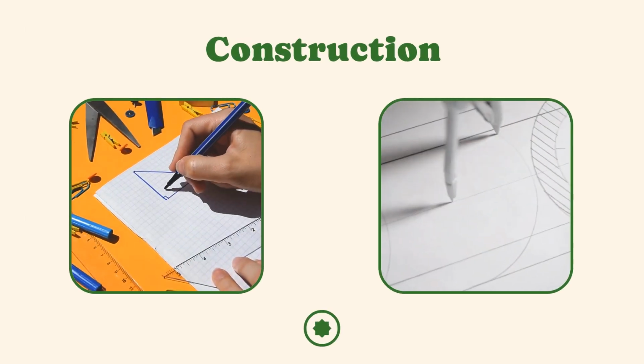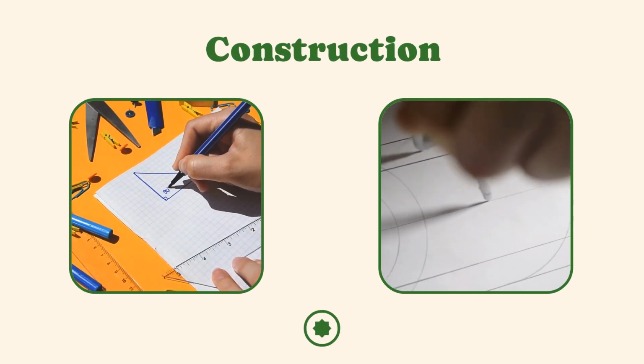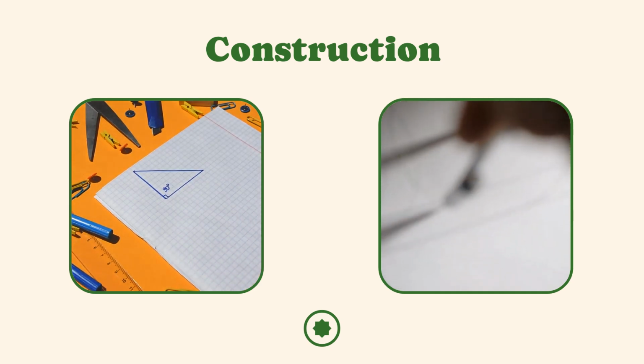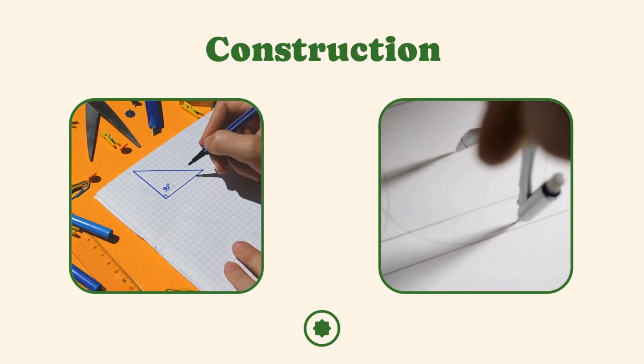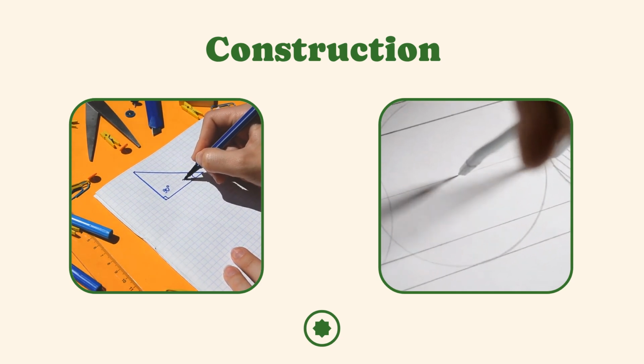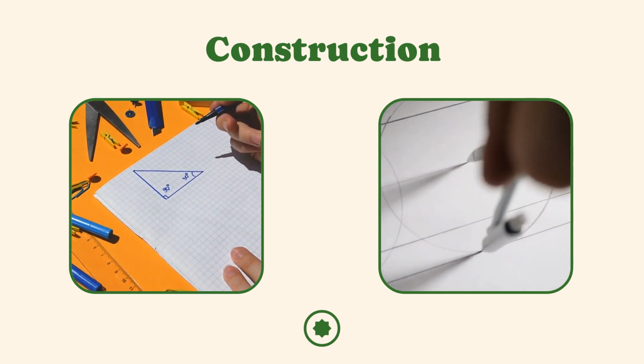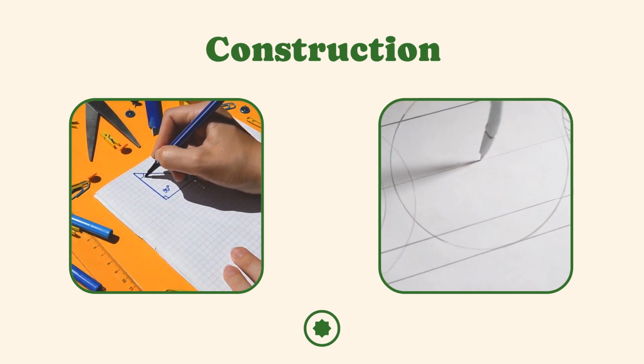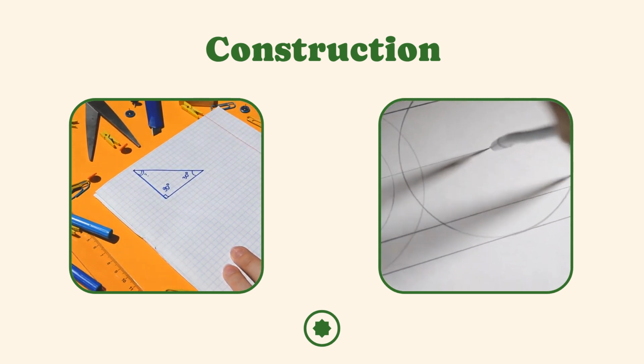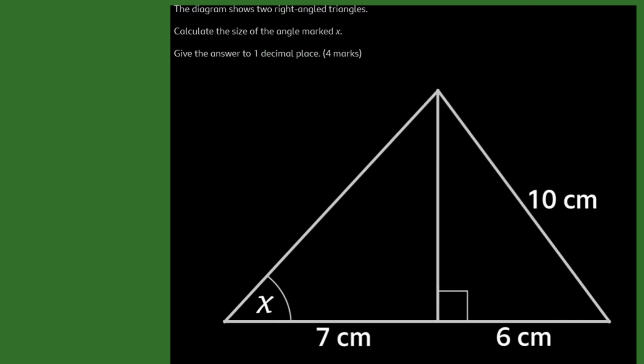Make sure you have all the equipment you need for the exam, including a pair of compasses. If you are using a ruler and compass to draw something, for example, a perpendicular bisector of a line or bisecting an angle, make sure you clearly show the compass arcs in your construction.